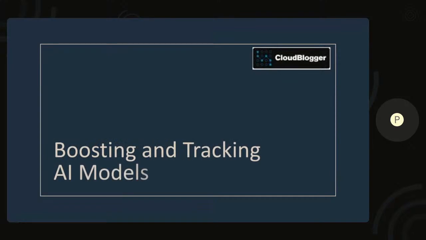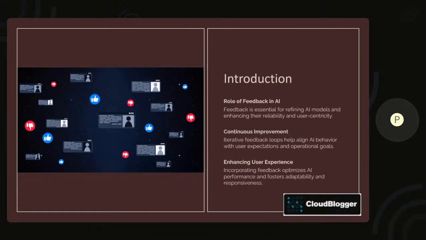A few words about the importance of boosting and tracking AI models. And it's all about the feedback, right? The feedback loop. You may have heard this sentence or this term. It is an essential element within the AI model or the AI application lifecycle for refining AI models and enhancing their reliability and user centricity. It helps us improve continuously our applications and, of course, our models with iterative feedback loops that help us align the AI behavior with the user expectations and actually what we are doing. Are we achieving our goals? Is our application getting the positive attention that it is meant to get, or are we out of our initial goal? We started to build something and we went the other way around.